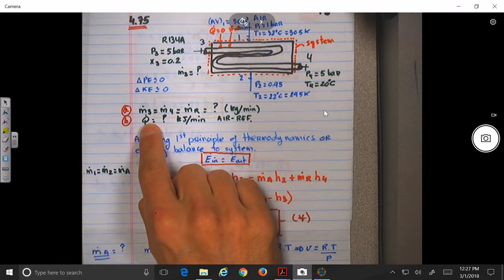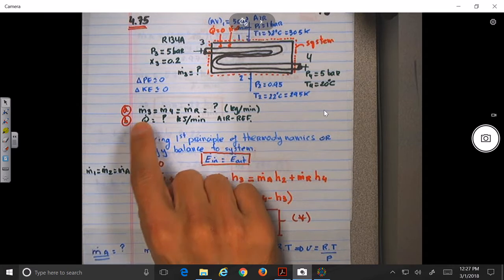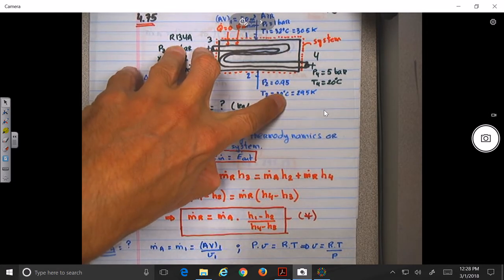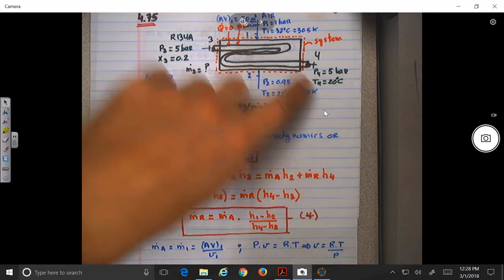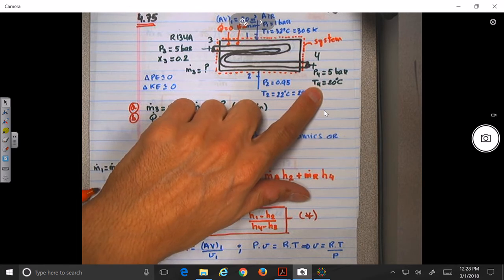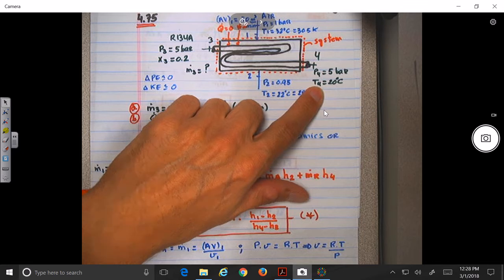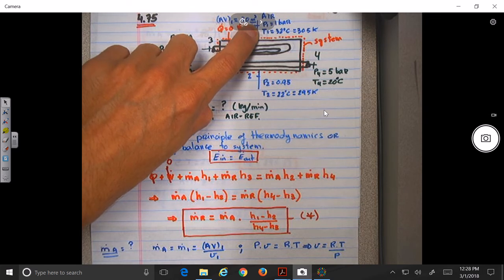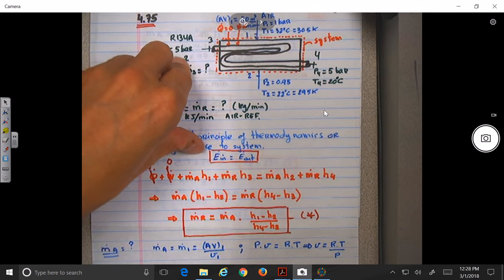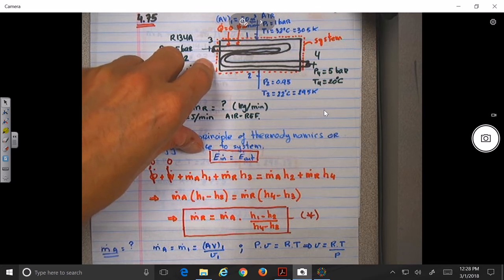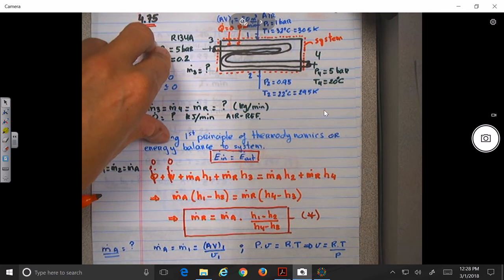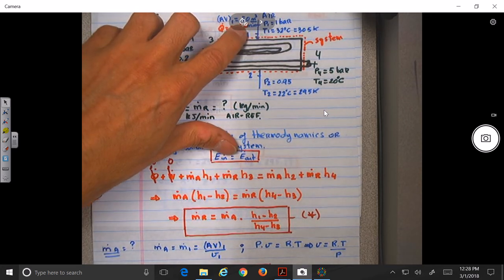But in here, they ask us to find Q. So what is this Q over here? You see the air is being cooled, but the refrigerant is probably being heated. So here you have two ways to do it. The air is going to lose some heat, but the refrigerant is going to gain some heat. The amount of heat gained by one is equal to the amount of heat lost by the other. So we can either find the heat gained by the refrigerant, or the heat lost by the air, and those two should be equal.